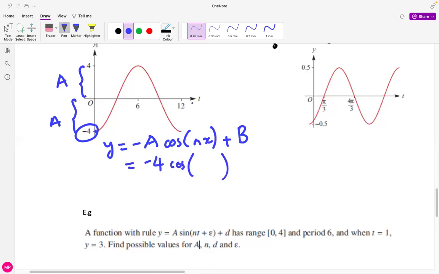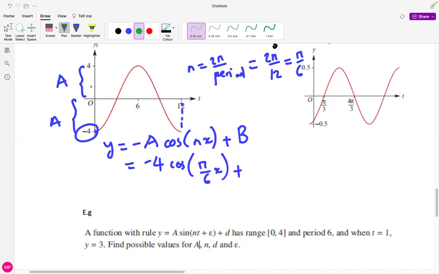Now to find n, n is 2 pi over the period, and you can see the period equals 12, so 2 pi over 12 gives you pi over 6. So n is pi over 6, x plus b, and b is the midline. The middle line is 0, as you can see. So that's b. Technically you add 0, but you don't have to add 0. So -4 cos of pi over 6 x, like that.